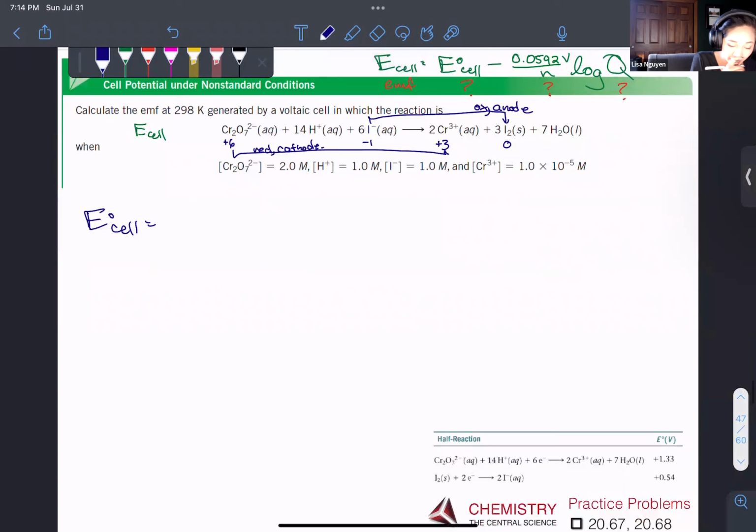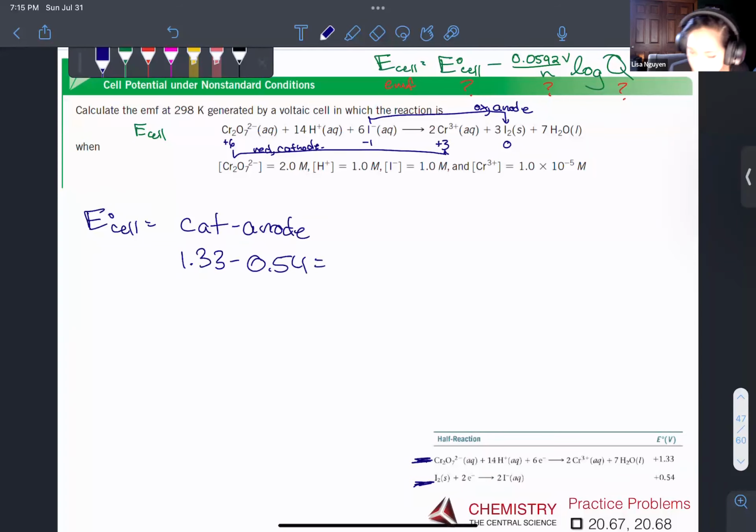So by identifying what's being oxidized and reduced, we can get our cell potential given the half reactions that I put here for you. So remember, E cell is cathode minus anode. So we take the cell potential from the chromium thing there, so 1.33 minus what's happening at the anode, 0.54. And we see that the cell potential at standard conditions is 0.79 volts. We would measure that value if we had 1 molarity of everything. 1 molarity dichromate, 1 molarity H+, 1 molarity I-, 1 molarity chromium 3+. That's what our cell potential would be.